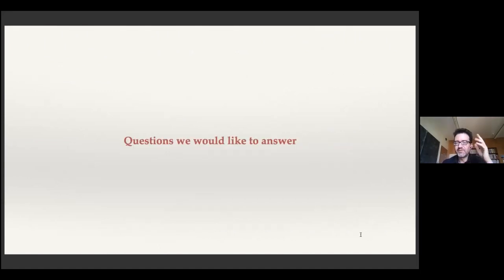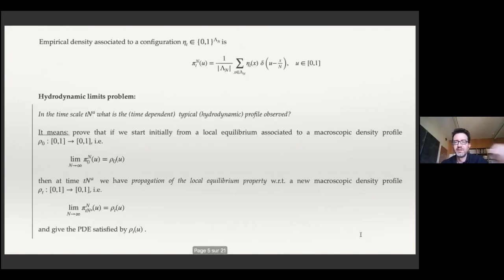So let me, for example, for this model, say what are the questions that we would like to answer in order to develop some macroscopic fluctuation theory for this superdiffusive system. This is a long-term project. The quantity of interest is the empirical density, which is written here. It is 1 divided by the size of the bulk, N, and the sum over x of eta_t(x) times the delta function of u minus x over N. So it gives you the macroscopic profile on the macroscopic scale [0, 1].